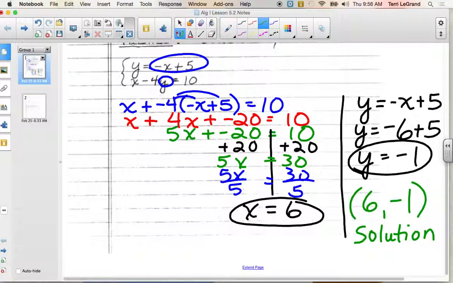Or in other words, what would happen on a graph? That's where these two lines would intersect. If we solved it by graphing, we'd get the same answer. Well, we should get the same answer.